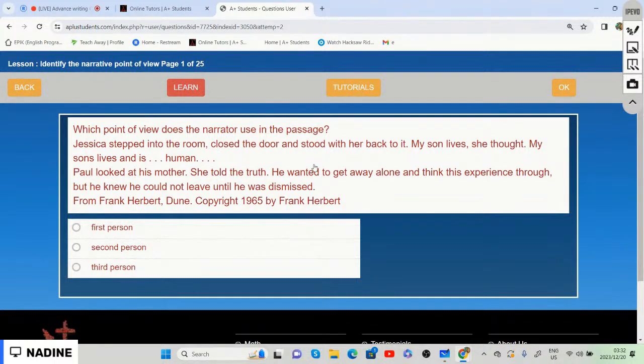Jessica stepped into the room, closed the door, and stood with her back to it. My son lives, she thought. My son lives and is human. Paul looked at his mother. She told the truth. He wanted to get away alone and think this experience through, but he knew he could not leave until he was dismissed.